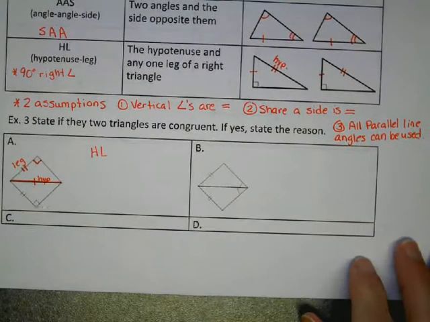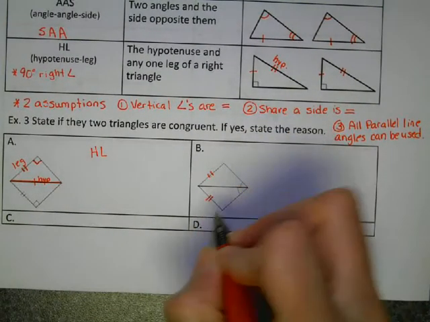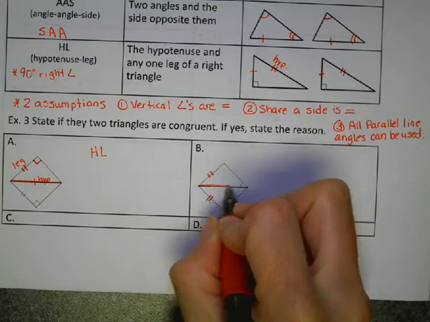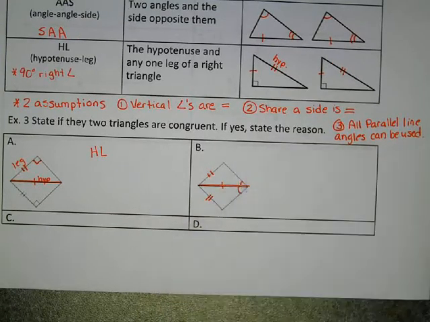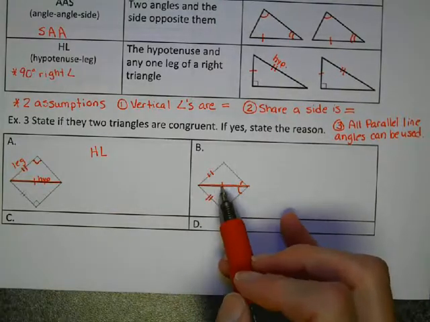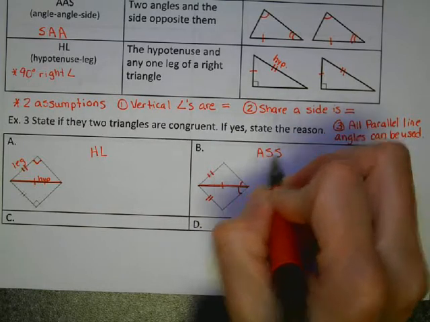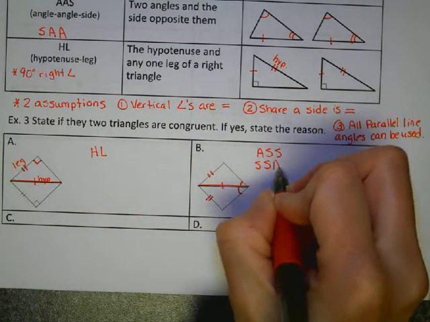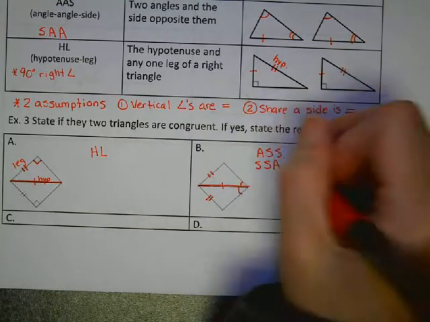In this picture, we have a side mark. They share the side in the middle, so we know it's equal to itself. And then they have this angle over here. So do we have any that has side, side, angle, or angle, side, side? Looking at our choices above, this is not an option, so these are not congruent.